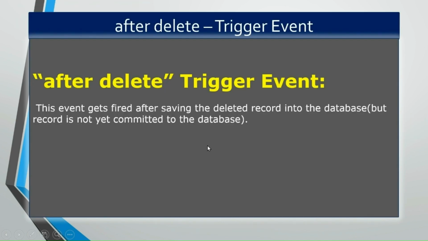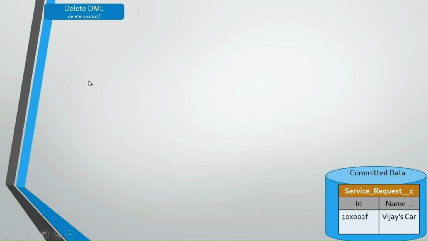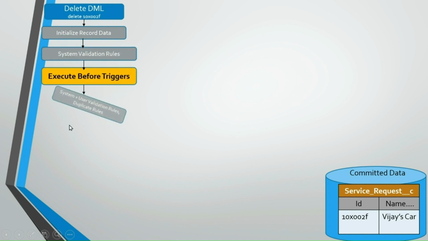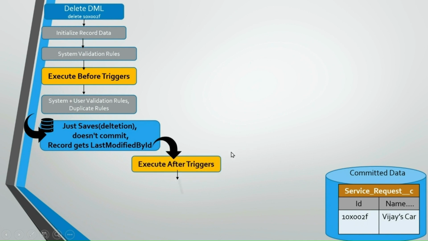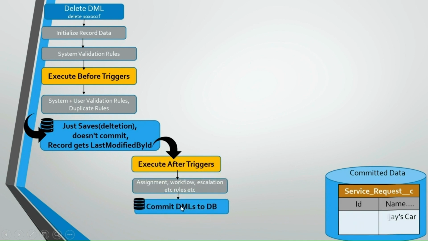Now let us see how Salesforce is going to populate the trigger context variable values for the after delete trigger event. For this, again I am taking the same scenario that we are going to delete this record from the database by using the delete ID. The order of execution is same, and if you see at save, you will still see the record because it will not commit it. At the commit, you will see that data has been deleted.